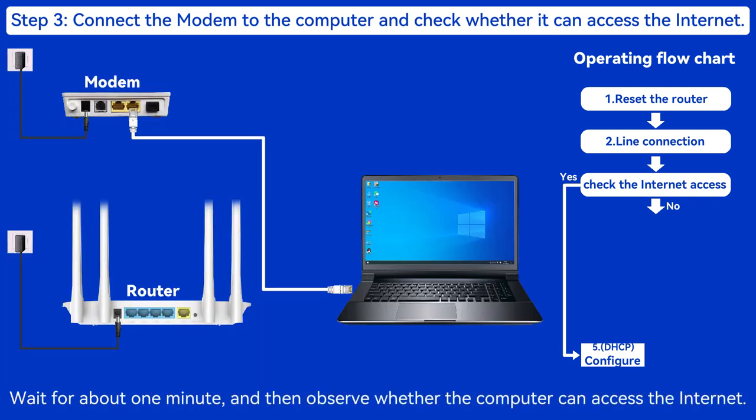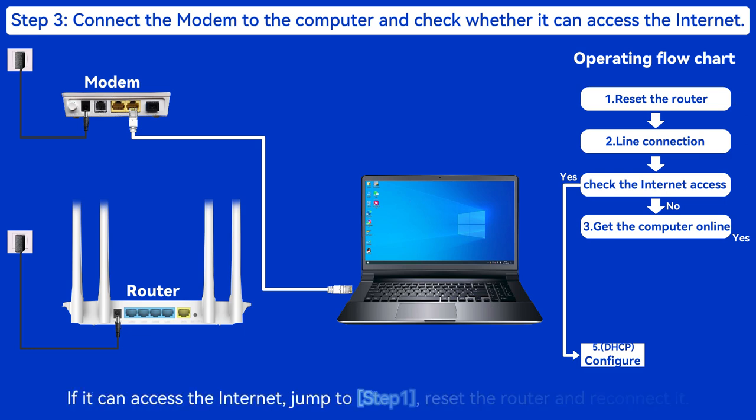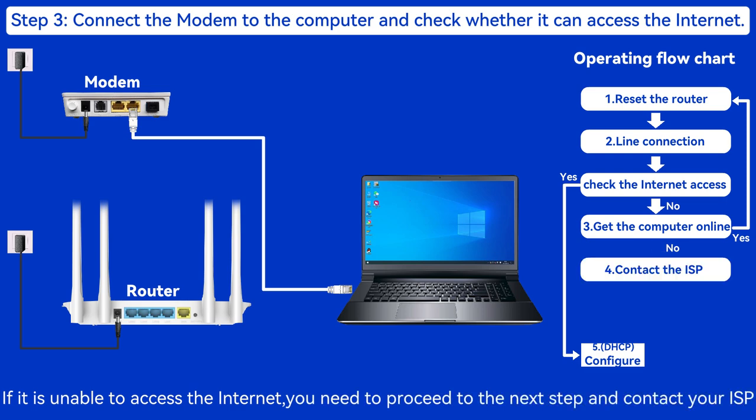Wait for about 1 minute and then observe whether the computer can access the internet. If it can access the internet, jump to step 1, reset the router and reconnect it. If it is unable to access the internet, you need to proceed to the next step and contact your ISP.